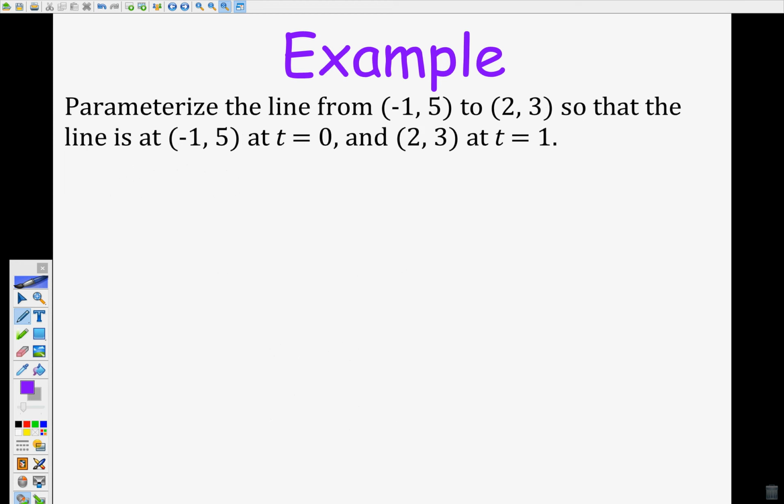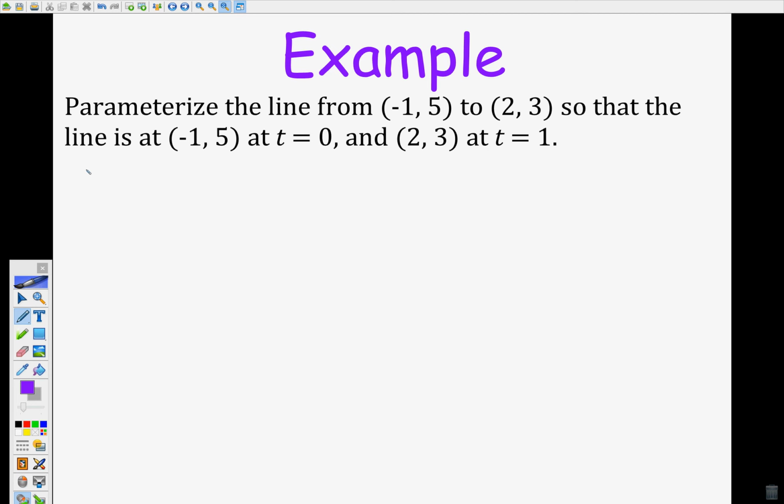Whew! Finally, last example. We need to parametrize the line from (-1, 5) to (2, 3) so that the line is at (-1, 5) at time equals 0, and it's at the point (2, 3) when time equals 1. So we need to split our x and y's and do them both as functions of time.